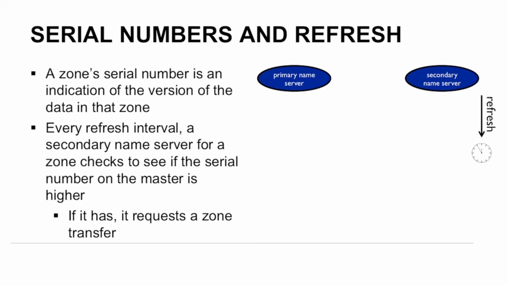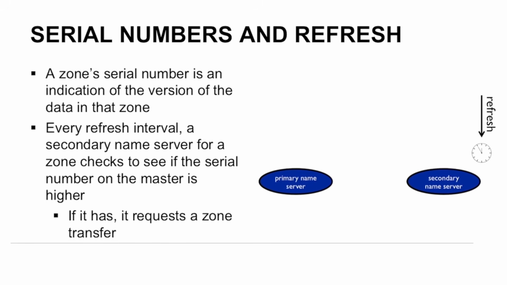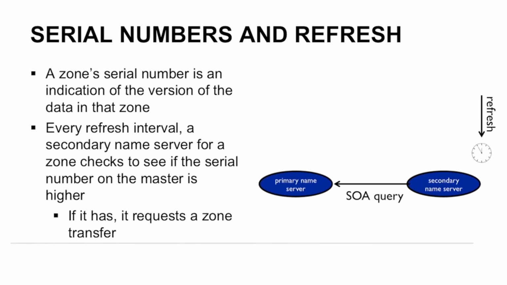Here's how serial numbers are used in action. Remember this slide? The secondary checks to see if its master server has a higher serial number for the zone. In this case, it looks at the serial number and determines that it hasn't changed, so it waits for the refresh interval to pass, then checks again. This time, the zone serial number on the master is higher, presumably because someone modified the zone, so it requests a zone transfer to bring it up to date.